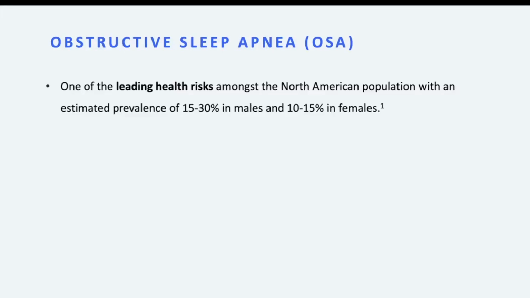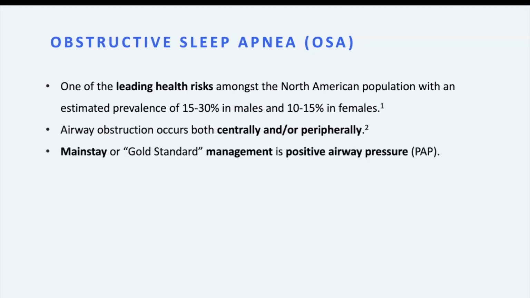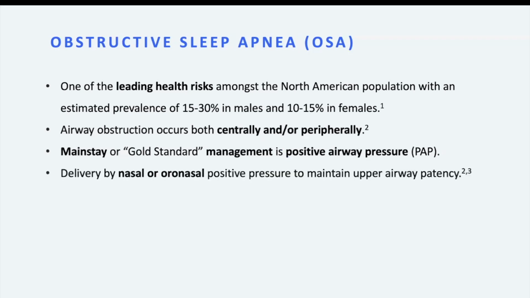Obstructive sleep apnea can be defined as one of the leading health risks among the North American population, with an estimated high prevalence of 30% in males and 15% in females. Airway obstruction can occur centrally and/or peripherally, or a mix of both, and the mainstay gold standard management is positive airway pressure. Delivery can be done by nasal or oronasal positive pressure to maintain upper airway patency of a patient.